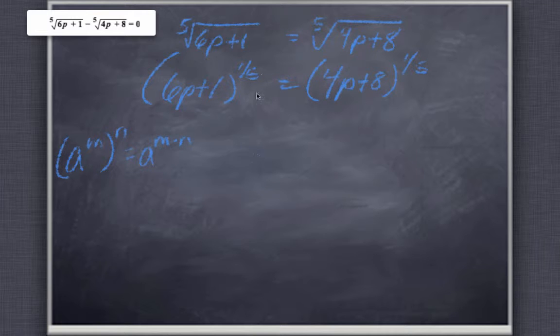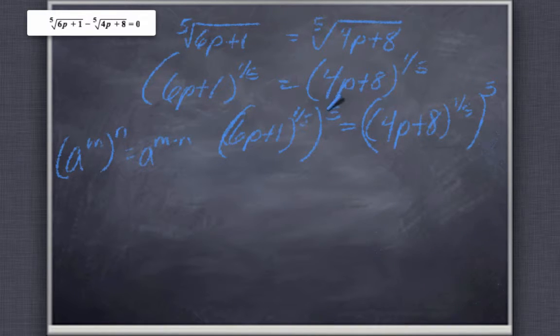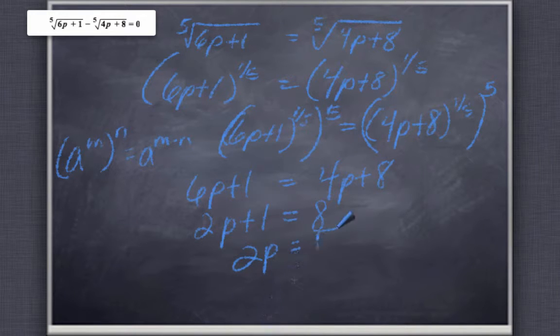So 6p plus 1 to the 1/5 to the 5th equals, and I have to do the same thing on both sides. So I take it to the 5 on both sides, and then this is 1/5 times 5, so that's 1, so now 6p plus 1 equals 4p plus 8. Now we can go to isolating p like we normally would have. So we'll subtract 4p from either side, and then we'll subtract 1, divide by 2, p is 7/2.